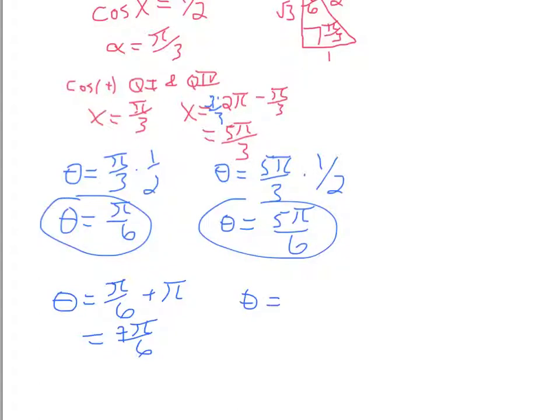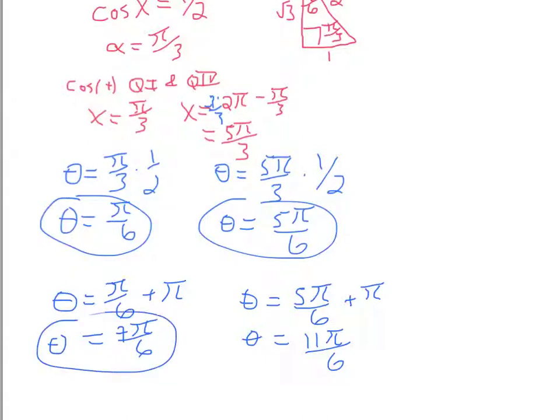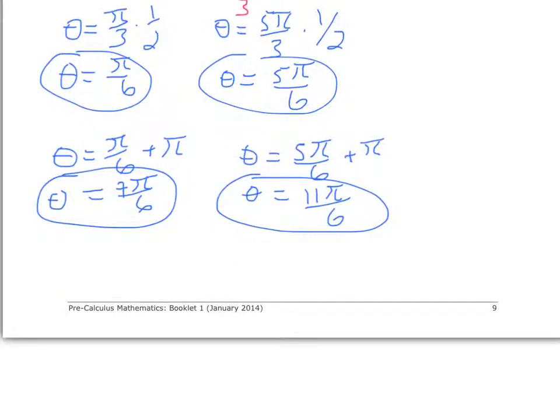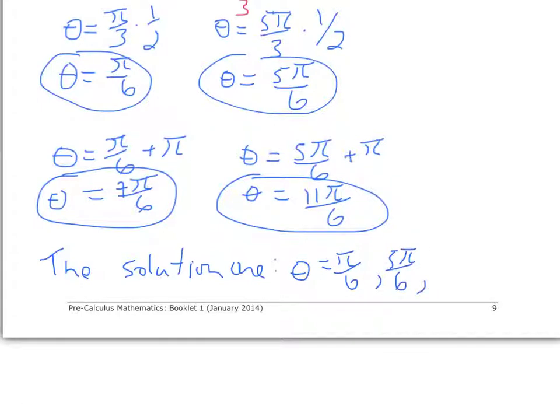And then another solution, I could still add pi and I'll still be less than 2 pi, because I'm not all the way to 1 pi. So adding pi is still less than 2 pi. So 5 pi over 6 plus 6 pi over 6 is 11 pi over 6. To make this clear, I'll circle all my solutions. So I actually get 4 solutions to this question. So let's write out the final answer. The solutions are theta equal to pi over 6, 5 pi over 6, 7 pi over 6, and 11 pi over 6.